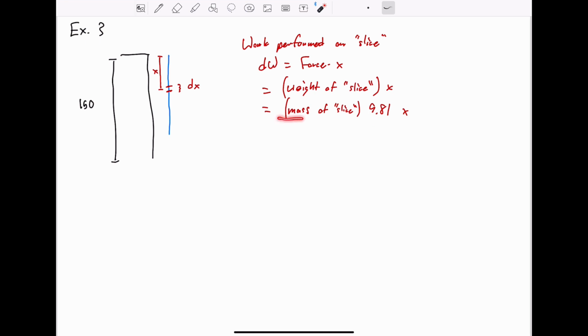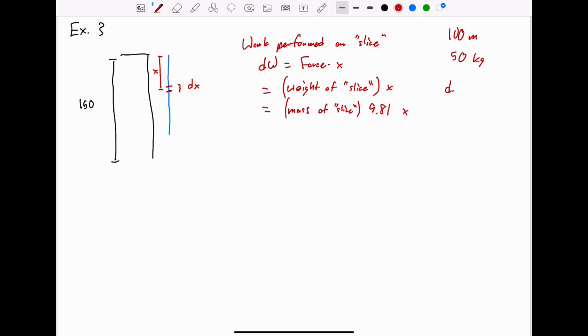Now we need an expression for the mass of the slice. Well, we know that the length of the slice is dx, but that's not the mass. In order to find the mass of the slice, I'm going to multiply the length of the slice by the density. This is something that we haven't used yet in the problem. We were told that this 100-meter long chain has a mass of 50 kilograms.